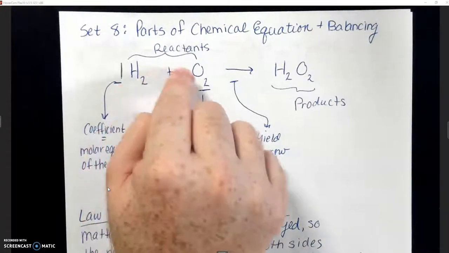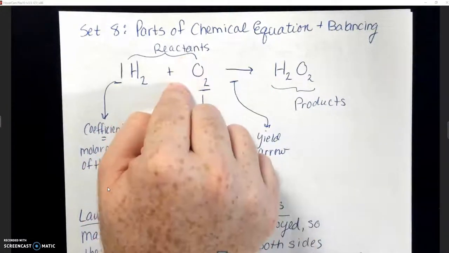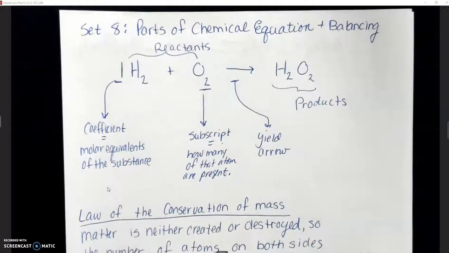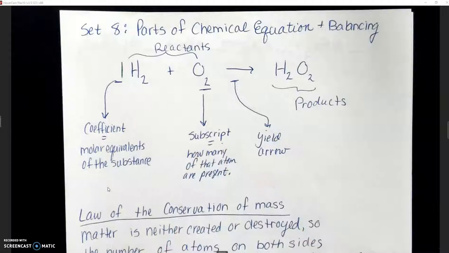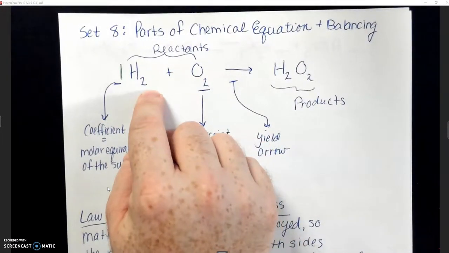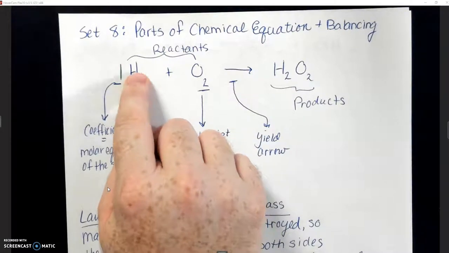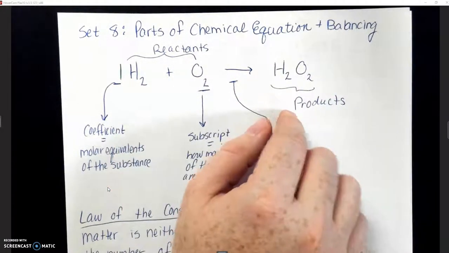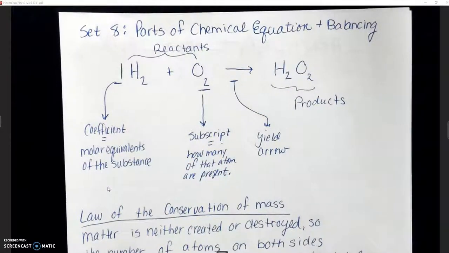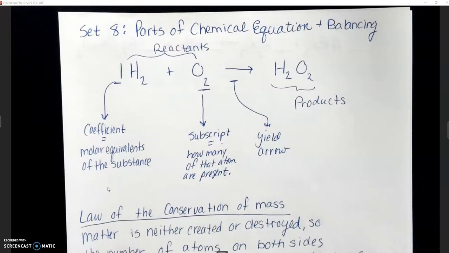You should know if there's not a coefficient in front of any of the formulas, then 1 is implied to be there. The subscript tells you how many of that atom are present. So in this case of oxygen, it's O2. There are 2 oxygens present in this atom. There are 2 hydrogens present for H2, and then in H2O2 there are 2 hydrogens present, 2 oxygens present. Okay, so pretty straightforward with the different parts of the chemical reaction, and I believe we already went over the yield arrow.